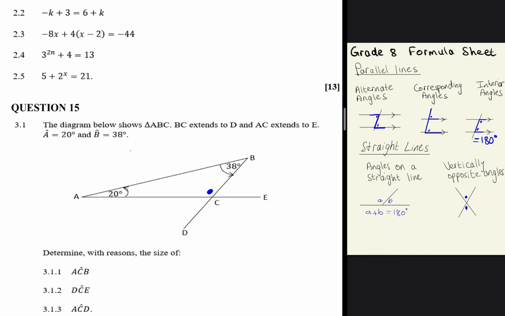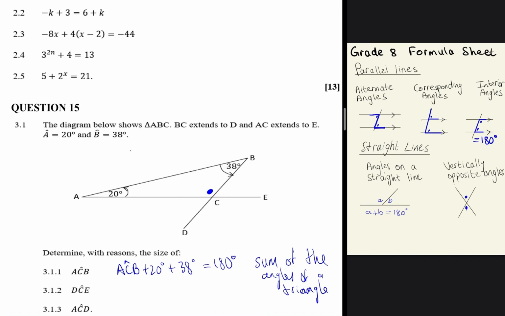One thing that we know is the inside angles of the triangle all sum up to 180 degrees. So we can write down that the angle ACB plus 20 degrees plus 38 degrees are all equal to 180. And remember to write down the reason: sum of the angles of a triangle. That's the reason that we're going to have there.